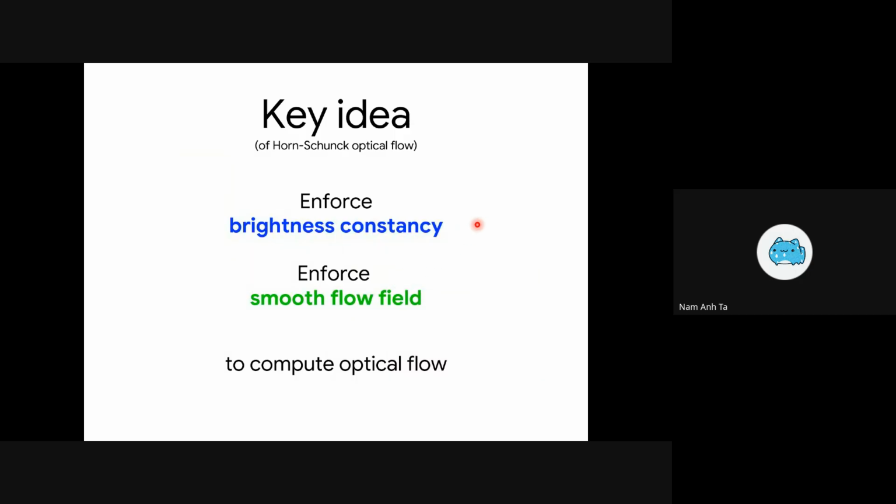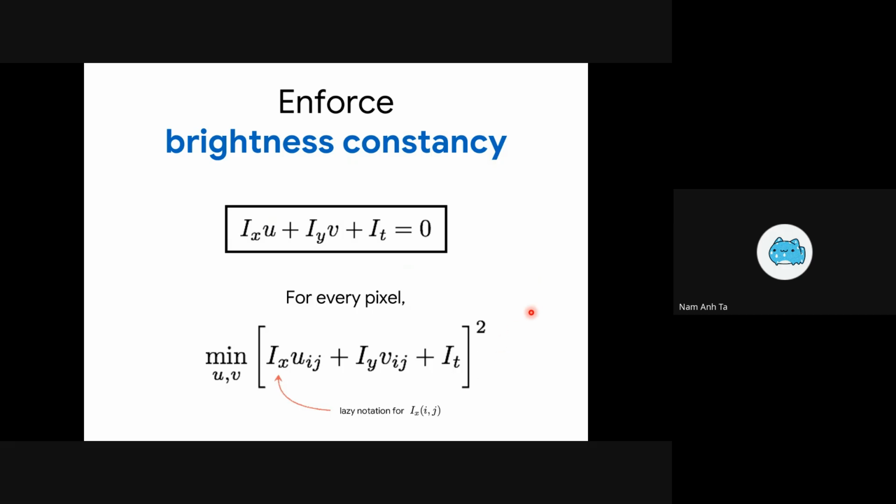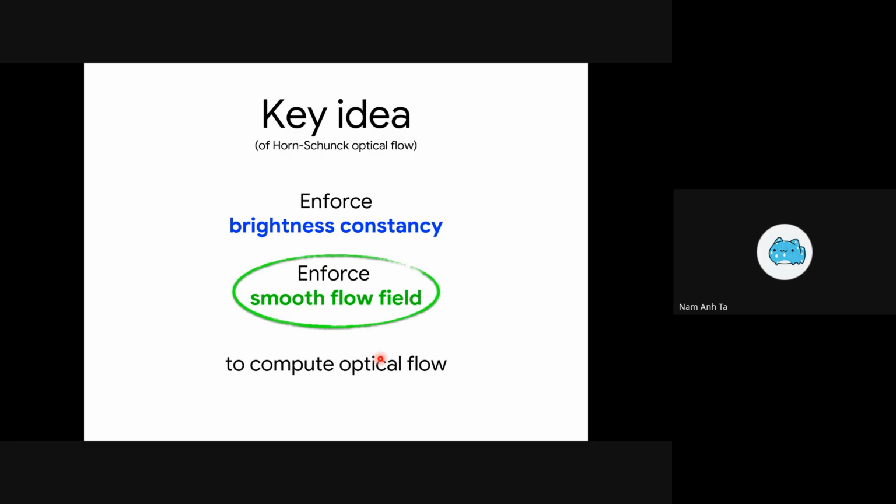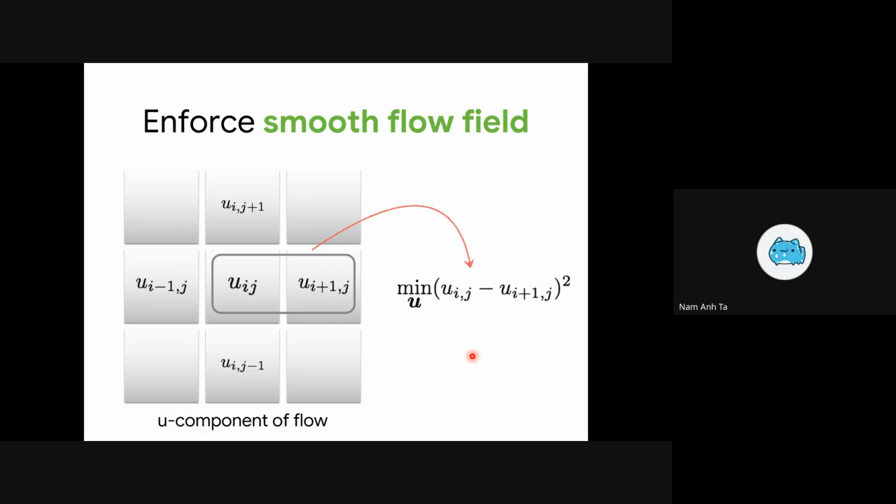The Horn-Schunck method works by simultaneously satisfying two conditions. The first is brightness constancy, and the second one is smoothness. We then solve this as a mathematical optimization problem to find the optical flow vector, which is the vector U and vector V for every single pixel. So unlike any sparse method, this global approach is applied to every single pixel in the image. And then we use the smooth flow field to compute the optical flow.